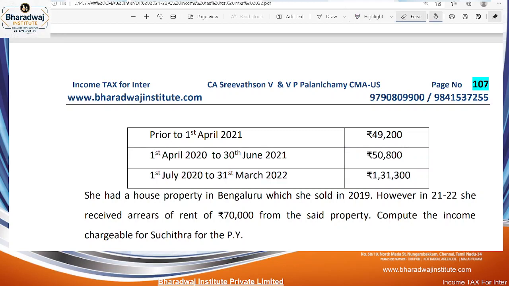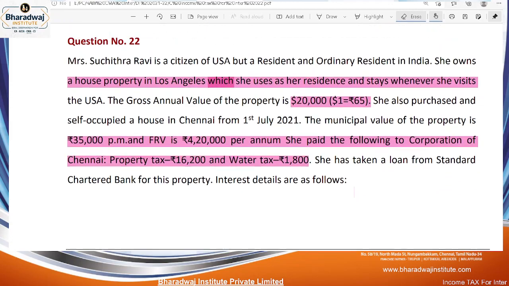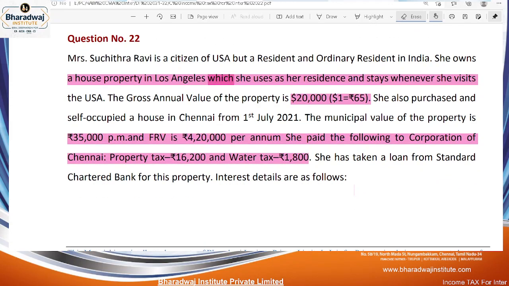Okay, she had a house property which was sold in 2019. During the current year, she recovered arrears of rent. So for arrears of rent, 70,000 minus 30% is taxable. It's a simple problem. Don't think too much. It's a very, very simple problem. Let us try to work it out.